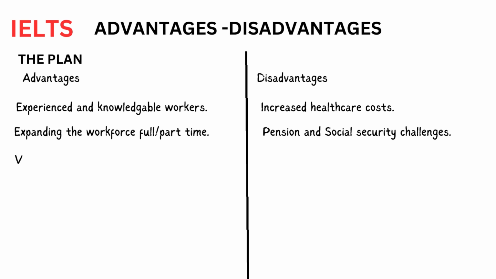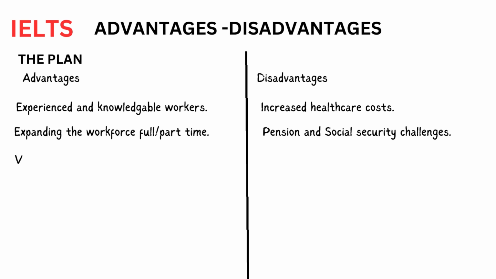Disadvantages, of course, increased healthcare costs. As the population gets older, they need more care, and there is increased healthcare costs. And there's also challenges with pension and social security, that we've got a bigger growing elderly population, and the maintenance for pension and social security, the responsibility of that tends to fall back on the younger generations. So that's a disadvantage that I know of also.